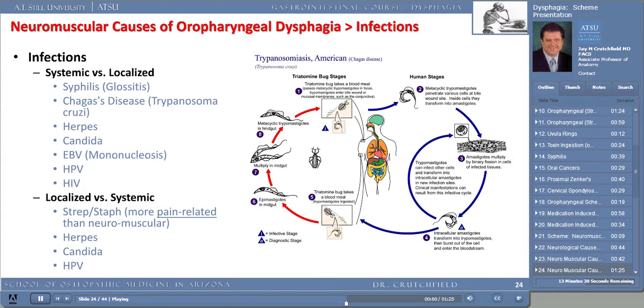Herpes and Candida and even HPV again can infect the tonsils and the posterior pharynx, causing a more localized oropharyngeal dysphagia. Because of the mechanism in which some of these viruses affect the innervation, the peripheral nerves, we've grouped them under neuromuscular causes, but in reality it's probably better to put them under infections.